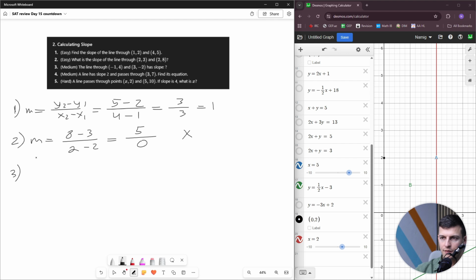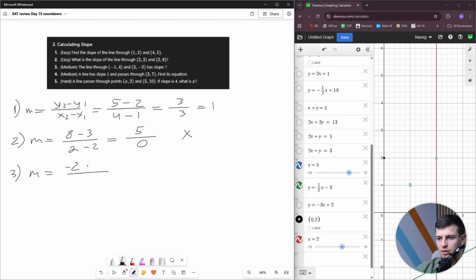Number 3: the line through -1, 4 and 3, -2 has a slope... okay, that's actually a question. It's basically the same question. m equals -3/2. You have to be careful with the negative numbers. I've seen a lot of students make mistakes here, which I just did.